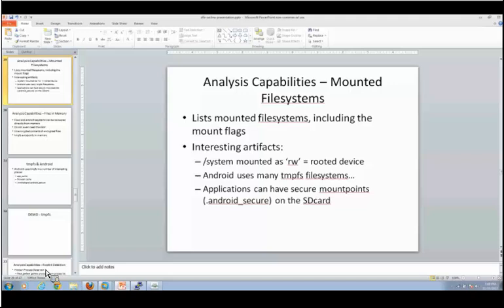The other thing that's interesting is Android uses many tempfs file systems, which we're going to look at. And Android also provides this thing which is secure mount points on the SD card. And the idea is normally when you store data on an SD card, it's unencrypted. Anyone that takes the SD card can read it. So they wanted to be able to provide something where applications could encrypt their data. And this is the notion of Android Secure, which becomes a folder on your SD card that the operating system controls, and any data being written there is encrypted.